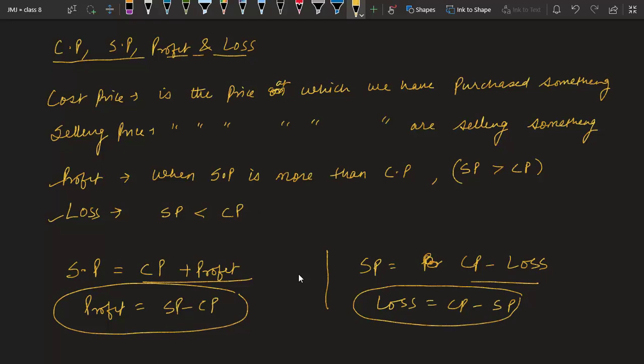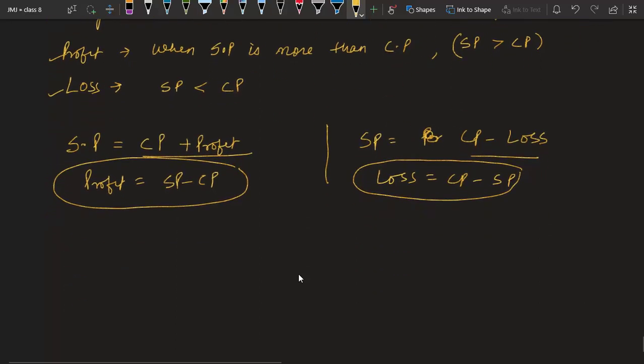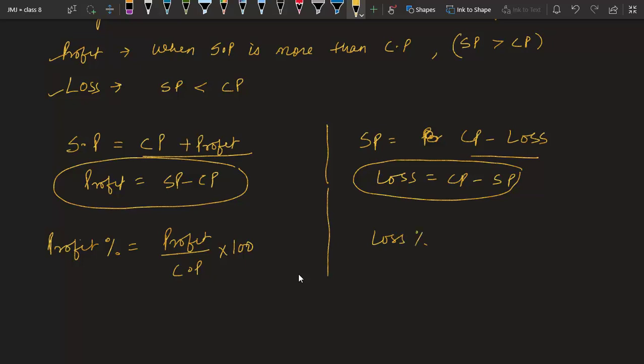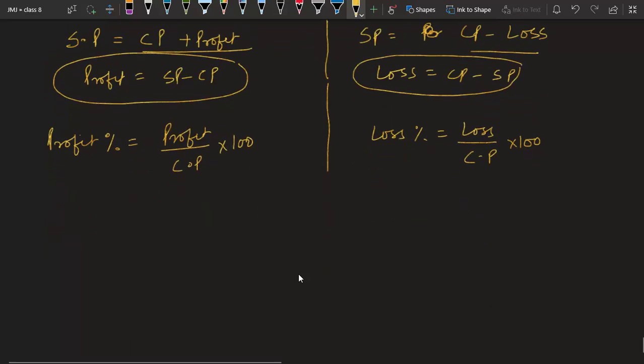Now in case you have to find profit percentage, it is the same as discount percent, but this time we will find with respect to what? Cost price. So profit percentage can be found very easily, profit value upon cost price into 100, and loss percentage, same reason, loss upon cost price into 100. Now let us take an example. Example number 6.